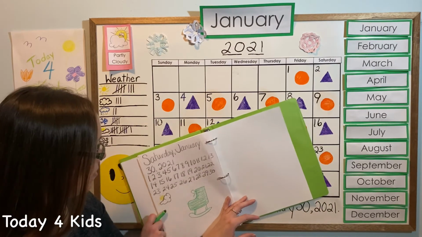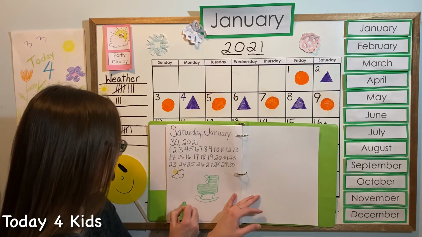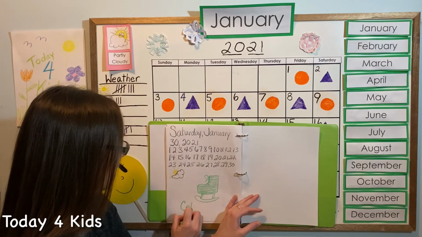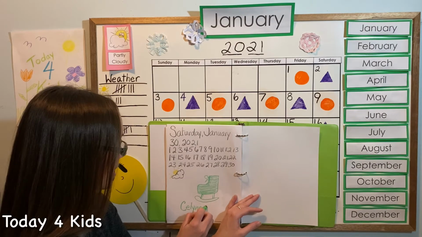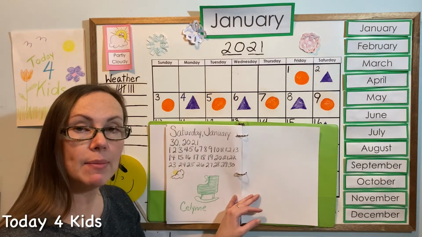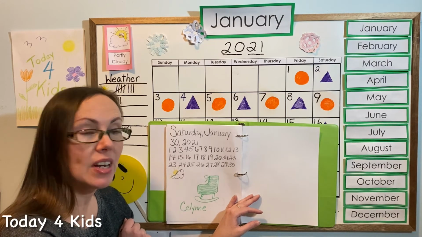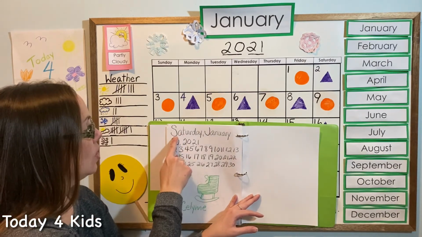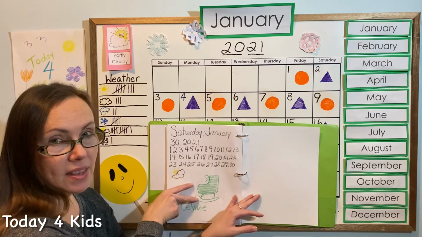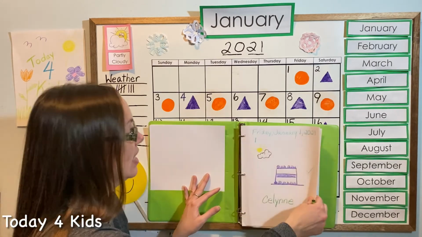I'm going to print my name. Whoops. I'm going to do capital C-E-L-Y-N-N-E. I want to practice printing my name every day so I get really good at it. But it also lets people know that this was my paper that I've been working on. If you don't know how to spell the day or the month, just practice one letter at a time.